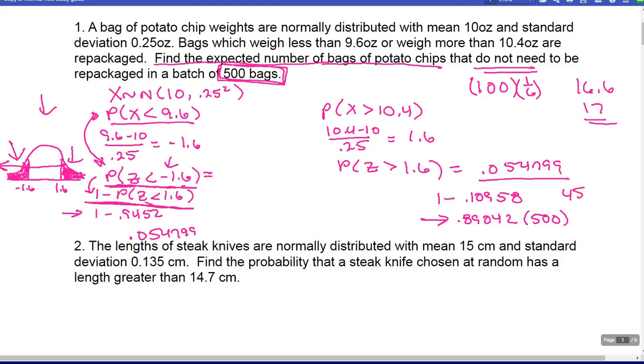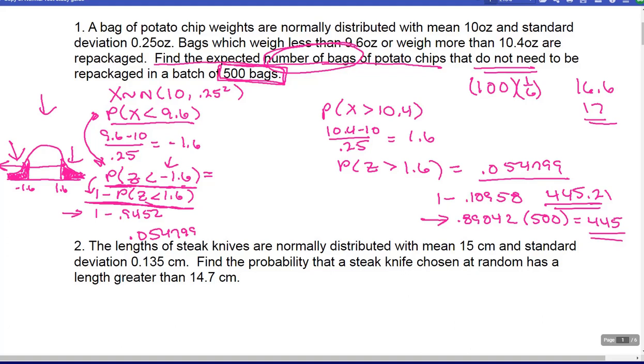445.21. Now, in this case, do you see where it says the expected number of bags? They don't want a decimal. They want a number of bags. So what would I make this? 445 or 446? 445. Exactly. We wouldn't leave this a decimal, because they're asking for a number of bags, and there's not going to be part of a bag. Does that make sense? Yeah.